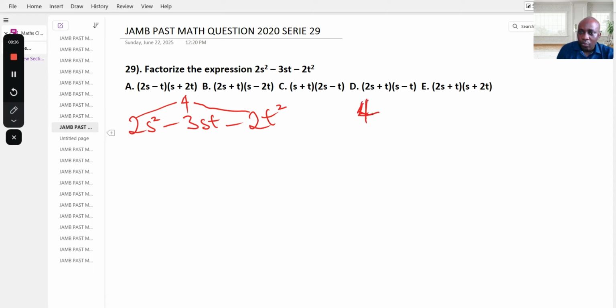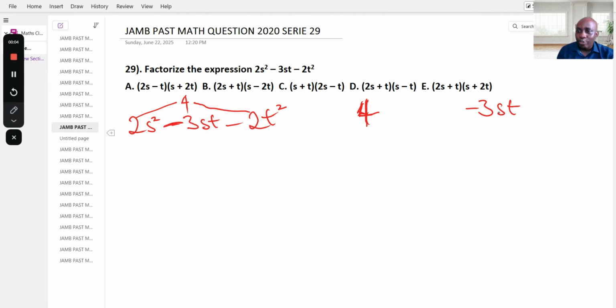It means that we look for two numbers that we can multiply that will give us 4, but when we add or subtract them, they give us this middle one, which is minus 3xt. How do we arrive at it? The two numbers that we can multiply together will give us 4, but when we subtract or add, it gives us minus 3xt.